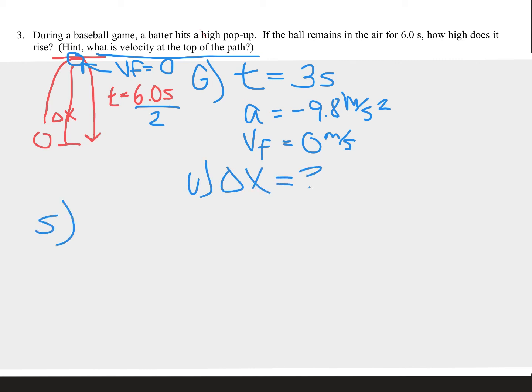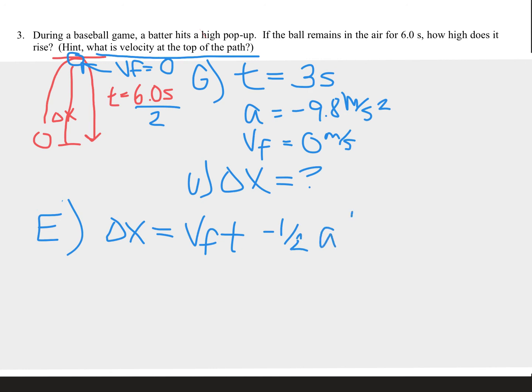Now I'm going to start finding my equation and substituting in. So let's figure that out and also clean up my writing here. So here comes the equation. I'm using everything but initial velocity. So that means the equation I'm going to use is going to be displacement is equal to final velocity times time minus 1/2 acceleration times time squared.